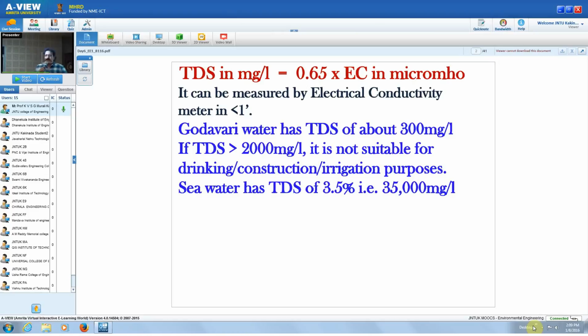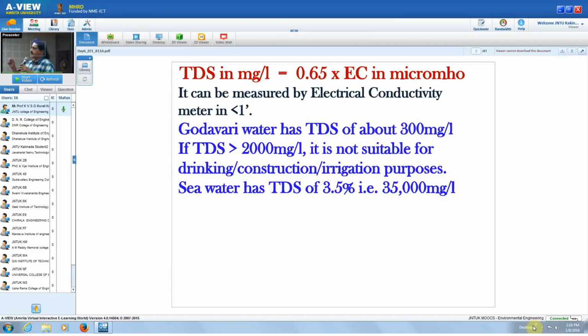If somebody brings a water sample and asks us whether it is suitable for drinking or for construction or for irrigation or for any other industrial purposes, like whether the water can be used for boiler or not, whether the water can be used for cooling purposes or not, for any purpose, the best method to do immediately is conductivity. Conductivity is measured in micro-mho. Ohm is the unit of resistance. Reciprocal of resistance is conductance. So we measure it in mho.